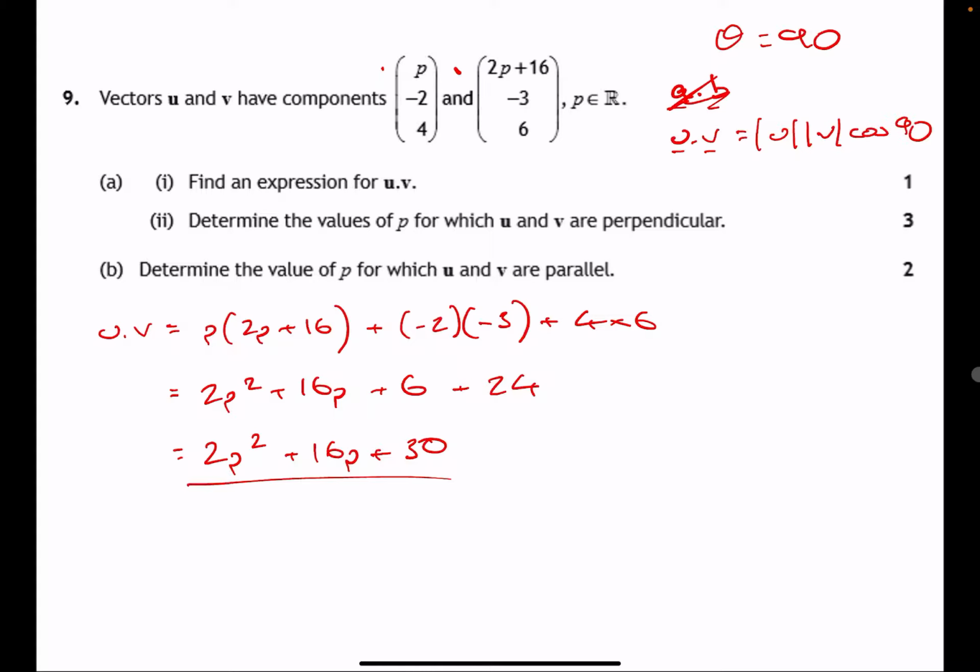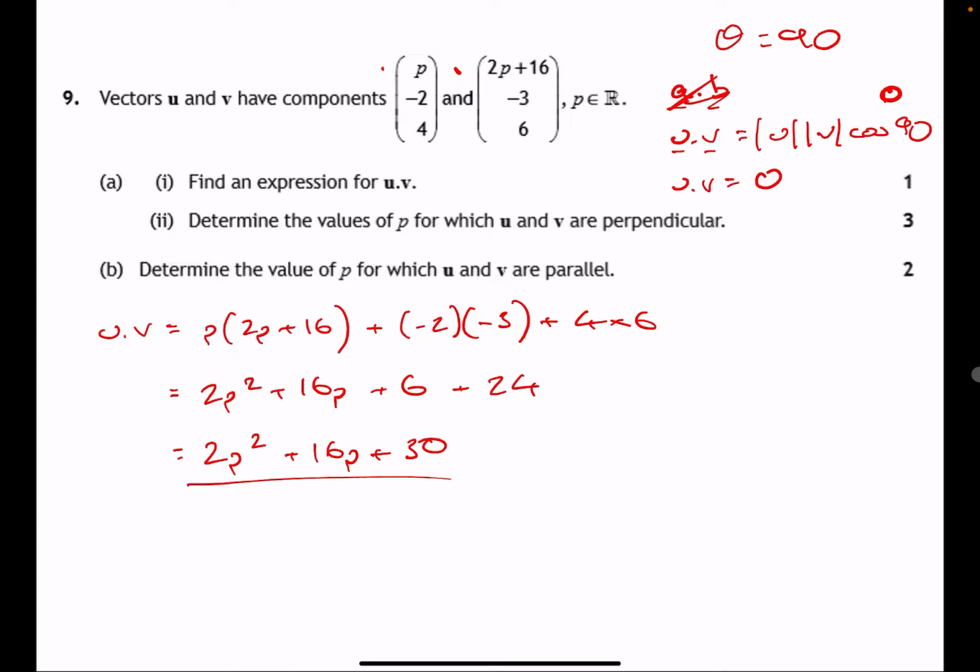I know that cos 90 is just 1, so this is just going to be u dot v, sorry, cos 90 is 0. This is just going to be equal to 0, okay? Doesn't matter what the magnitude of u is, doesn't matter what the magnitude of v is. If they're perpendicular, then u dot v will equal 0.